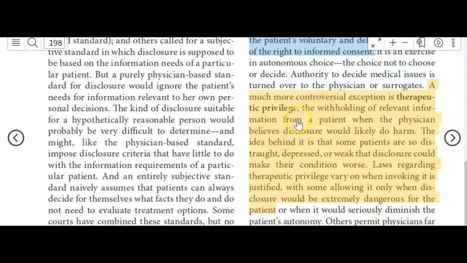Therapeutic privilege is something that's controversial. Therapeutic privilege is when the doctor didn't tell them information because, in the doctor's opinion, telling them the truth would cause them too much harm. They might say, oh, well, if I tell the patient all the information, they might be too depressed. It could make their condition worse. This one is tricky because we've learned about paternalism, when the doctor tries to overrule the patient and says, I know what's best for you. So that's why it's so controversial. But there are still cases where folks think it's appropriate.